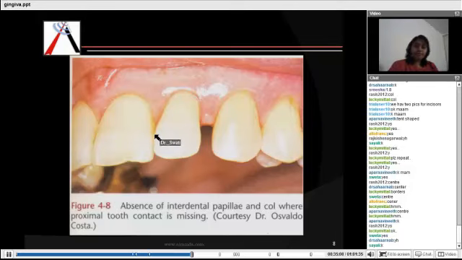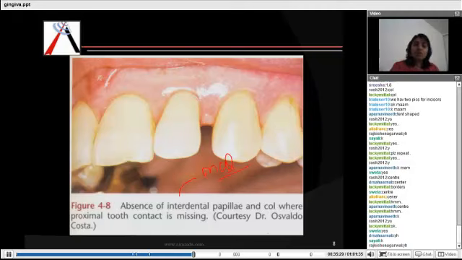Clear with that? Now let's talk about the microscopic variation of the gingiva. Till now what we saw was macroscopic classification. Now when we talk about the microscopic gingiva, any gingiva is made up of stratified squamous epithelium. So your gingiva basically has squamous cells. You all must know what squamous cells are.